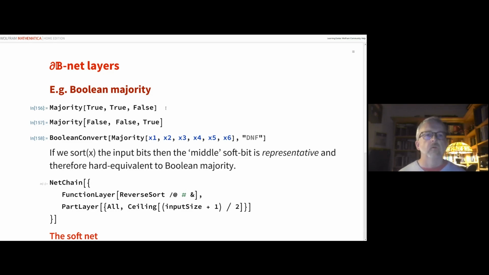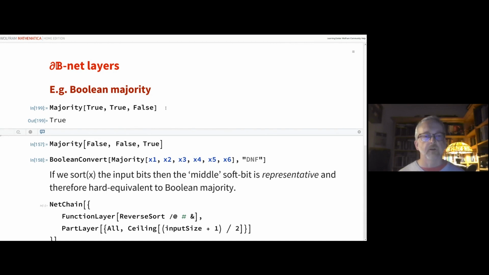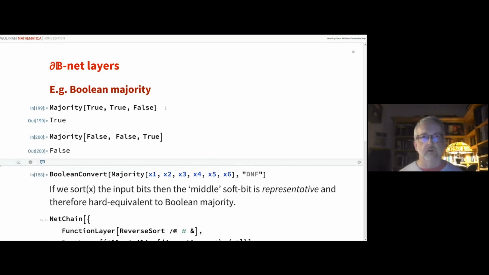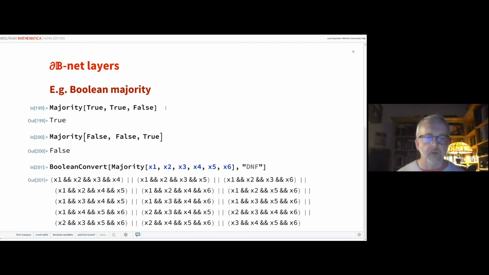So we'd like to be able to learn the Boolean majority function, and the Boolean majority function is true if the majority of its inputs are true. So here's an example of majority working. Now, it's a discrete analog of a threshold function, which turns out to be very useful for learning. And of course, it could be implemented in terms of ands and ors, which we can already make differentiable. We have those components which are hard equivalent to the logical operators.